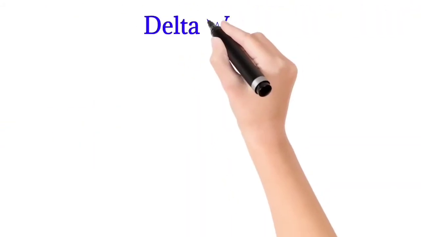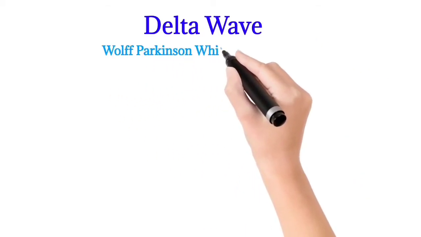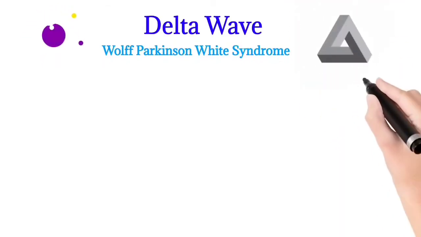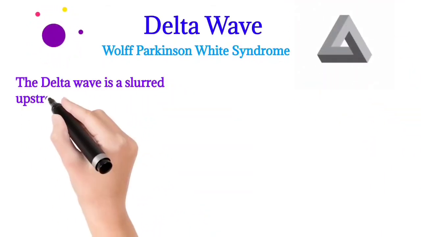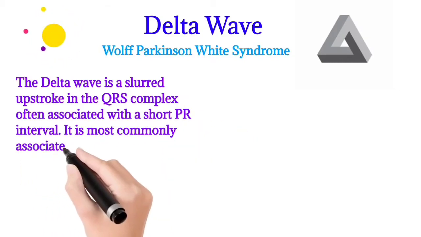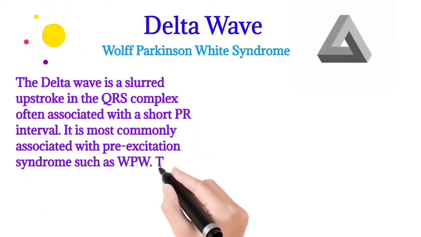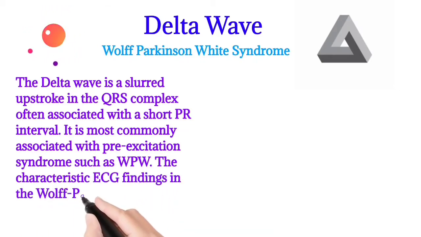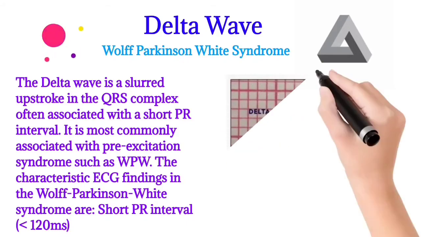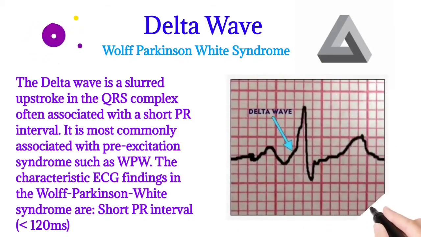The delta wave. Delta wave is a slurred upstroke in the QRS complex often associated with a short PR interval. It is most commonly associated with pre-excitation syndromes such as Wolff-Parkinson-White syndrome, WPW. The characteristic ECG findings in Wolff-Parkinson-White syndrome are short PR interval, less than 120 milliseconds.